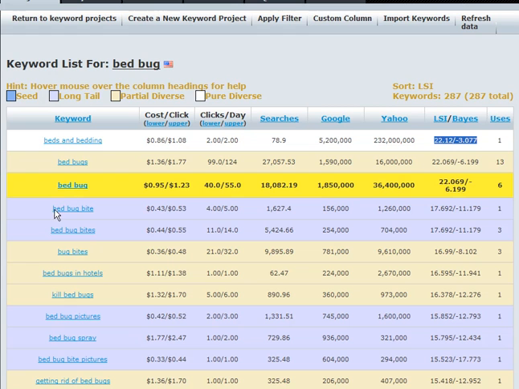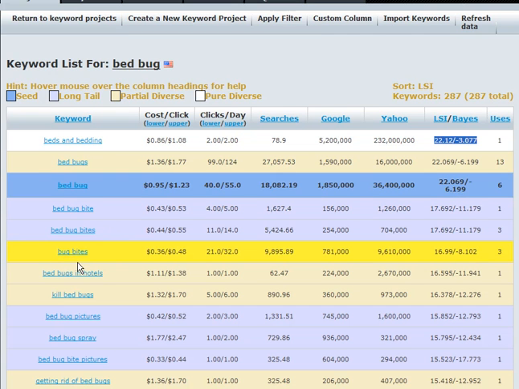Light blue are long tails. That means it must contain the word bedbug in it. You can see these are light blue. And yellow is a partially diverse, meaning it contains at least one keyword within the root word. So this one contains bug, because bug is contained in bedbug. This has to do with how you create partial and pure diverse keywords.